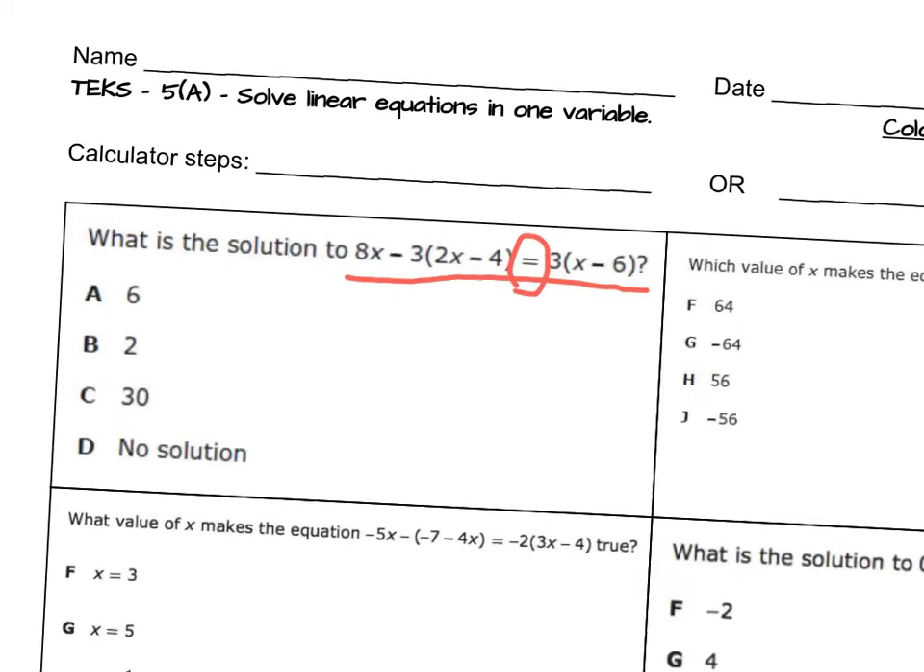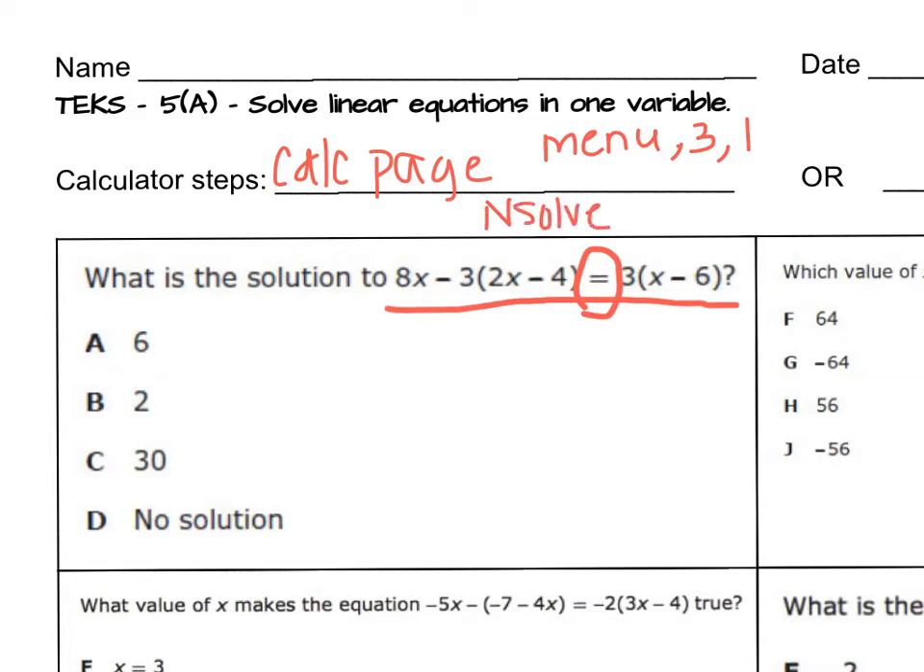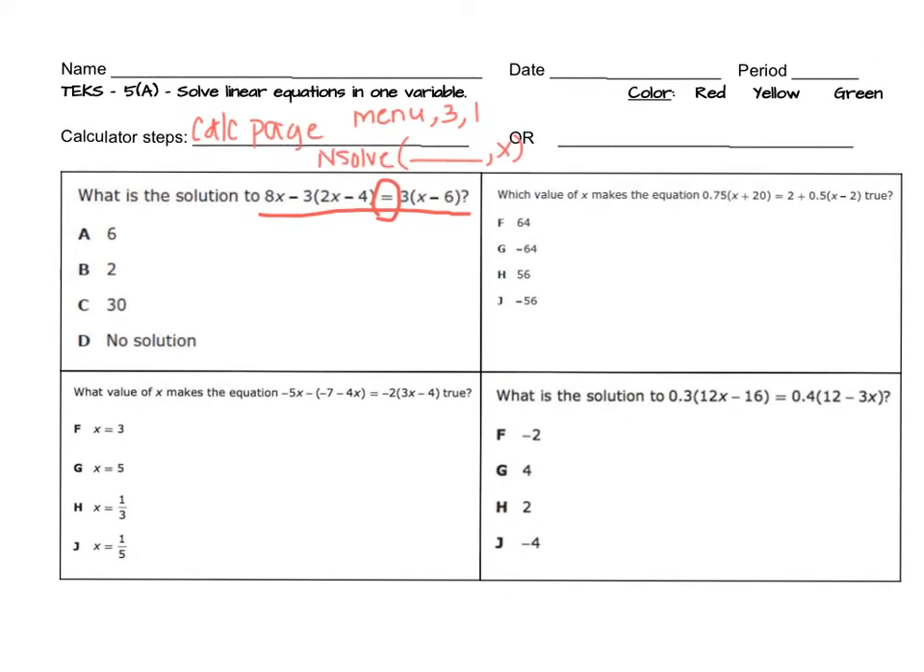So there are two different ways you can do this in the calculator. The first way is the way you're most familiar with, which is a calculator page. Then you go to menu, 3, 1, which gives you NSolve. Remember, it will say NSolve with a parenthesis, you type your whole equation, comma, and then your letter, which on all of these problems is an X. Once you go through, you can solve each one doing that, and you don't have to solve any of them by hand.